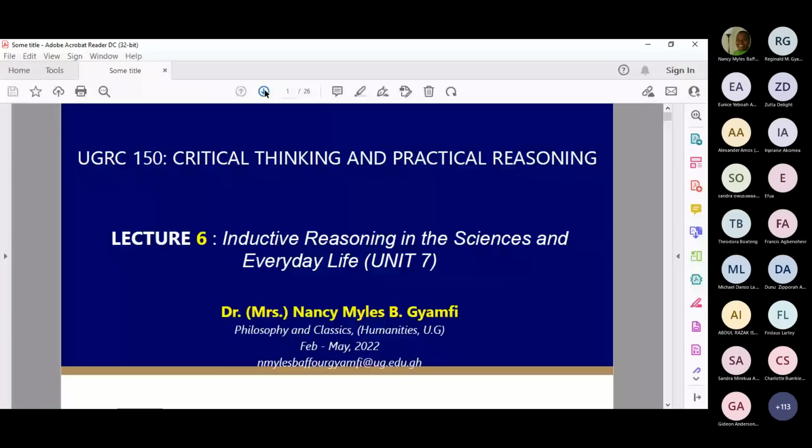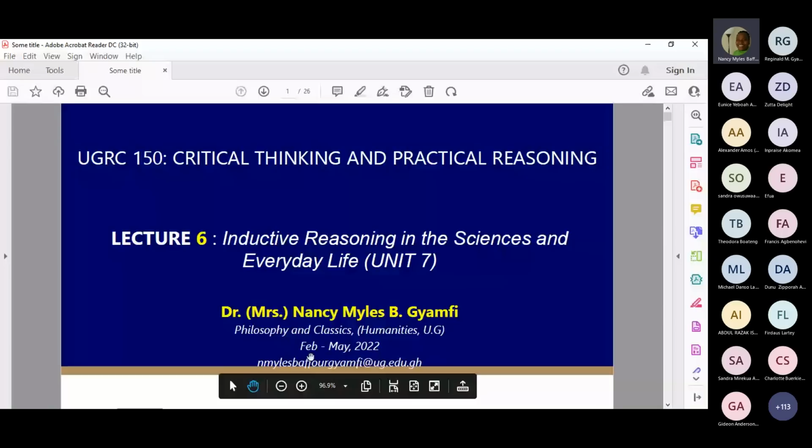So Unit 7 deals with inductive reasoning in the sciences and everyday life, not deductive, but inductive. On these slides, the labeling says February to May, but this is June to August. That was done last semester. Don't get yourself confused. It's the same batch of students, one semester, and this is the second. So we should see June to August instead.